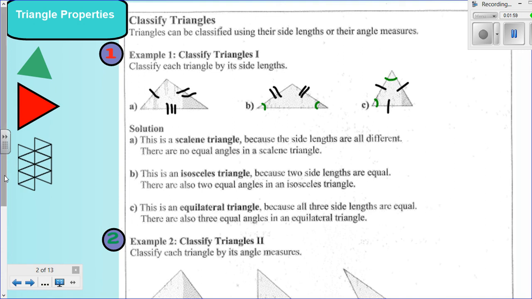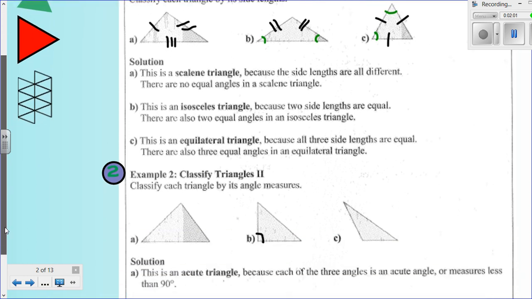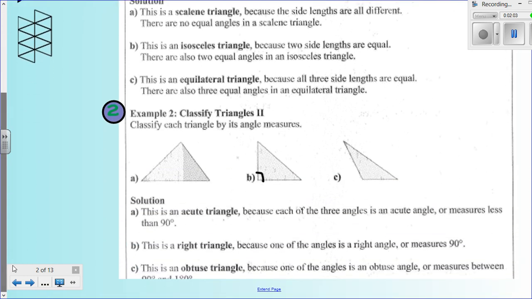To classify a triangle based on its angles is to either classify it as acute, a right angle, or an obtuse triangle. Triangle A is an acute triangle, which means that all 3 angles of the triangle will measure less than 90 degrees. Triangle B is a right angle triangle because one of the angles has a right angle, which measures 90 degrees.